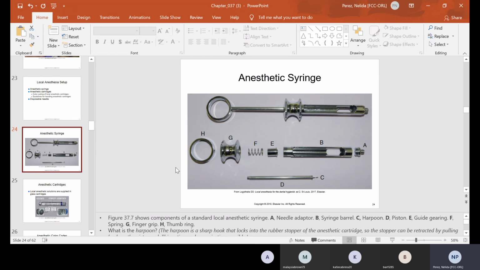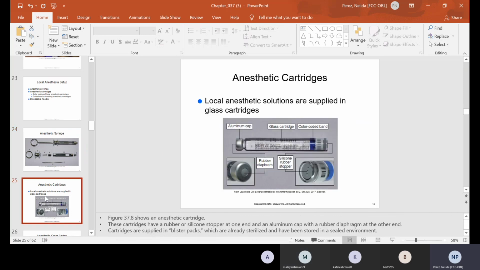Okay, so again, when you come into the office, you need to know these parts because you're the one who puts the syringe together. And here is the cartridge, okay? So local anesthetic solutions are supplied in glass cartridges. So we have to be real careful that we do not drop it. So here's the parts of a cartridge. You have the aluminum cap, the glass cartridge, and they come in different colors. Again, I'll go over that in a second. You have the rubber diaphragm and the silicone rubber stopper, okay?